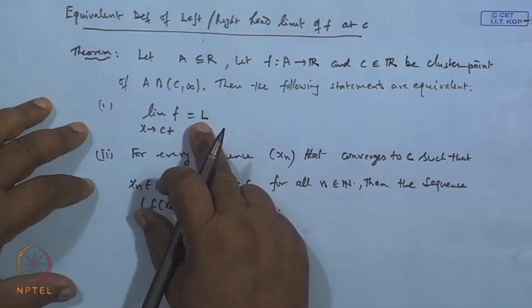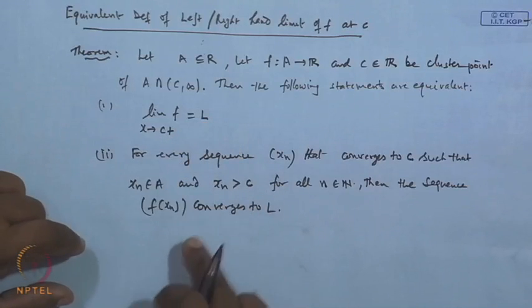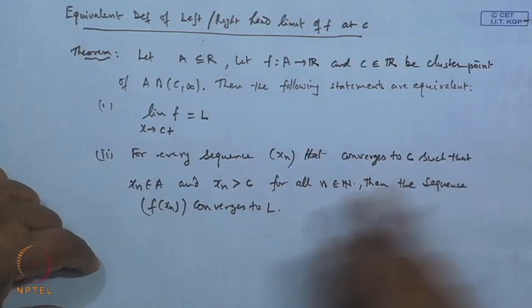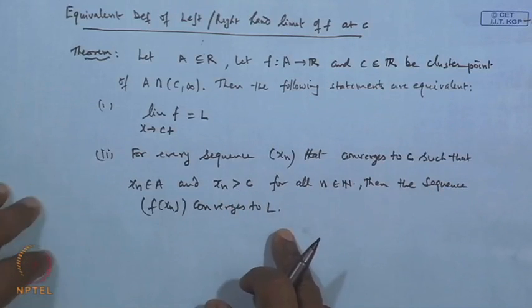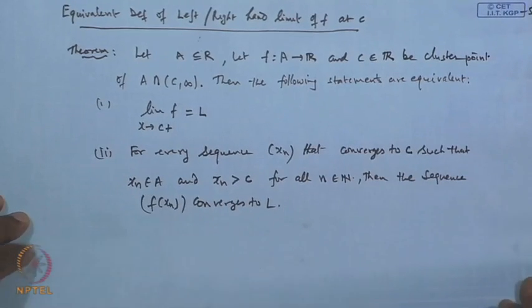Similarly, we can write it for the left hand limit. If the limit of the function f from the left hand side exists, it means for every sequence x_n that converges to c such that x_n is strictly less than c for all n, then f(x_n) converges to L. In a similar way, we can write it. Okay.